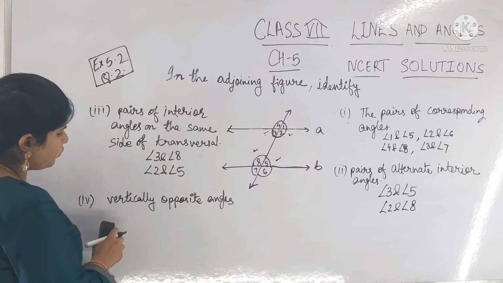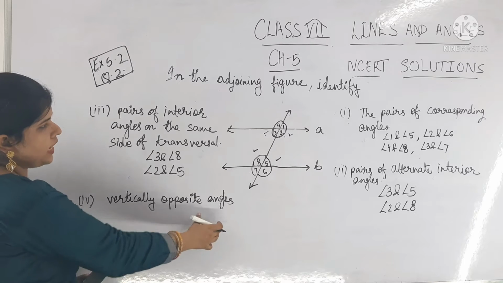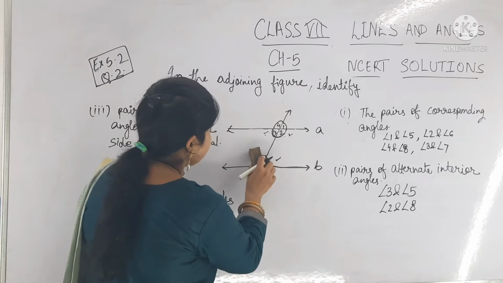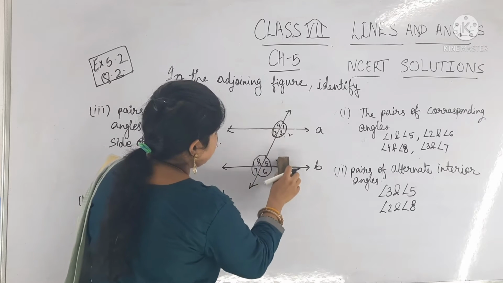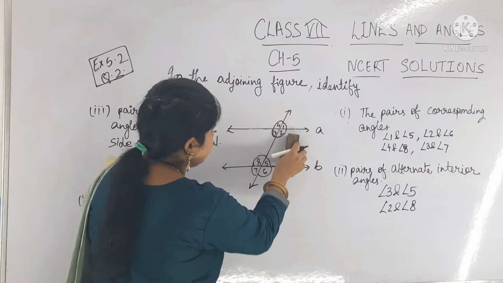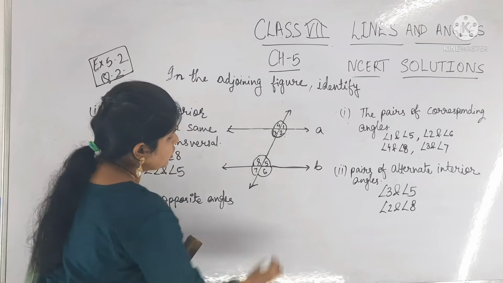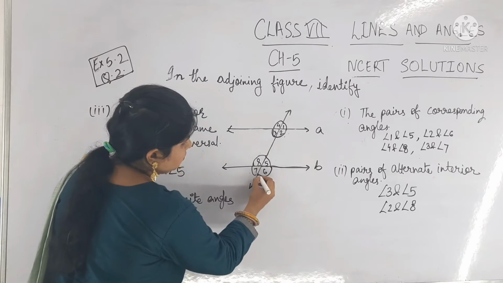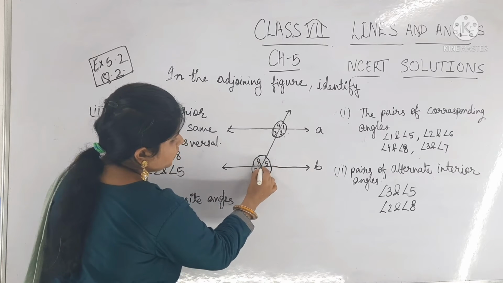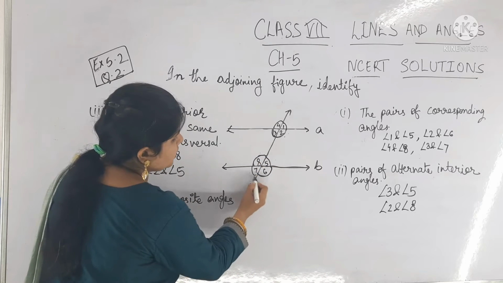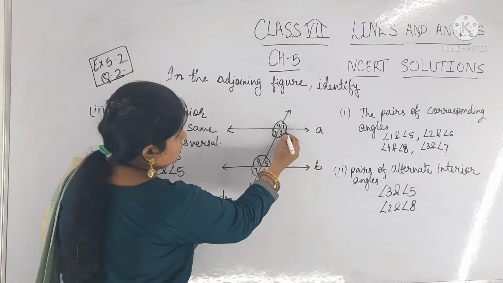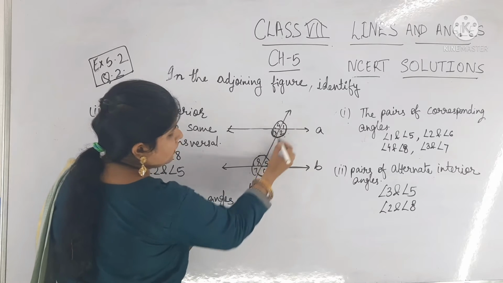Now your fourth one is vertically opposite angles. So I had said about the vertically opposite angles. What are the vertically opposite angles? Here, if the two lines are intersecting, okay, so this one, this and this are the vertically opposite, this and this are vertically opposite. This one 2 and 4, 3 and 1.